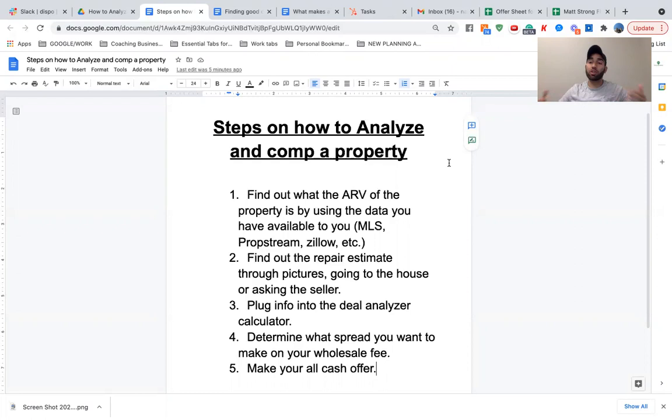Number two is you want to find out the repairs that the property needs. You would do this by asking the seller questions like, when was the roof last replaced? How's the plumbing? How's the electrical? Is it on a foundation? All those questions, and I'll actually include the questions you can ask when asking the seller about the condition of the property.